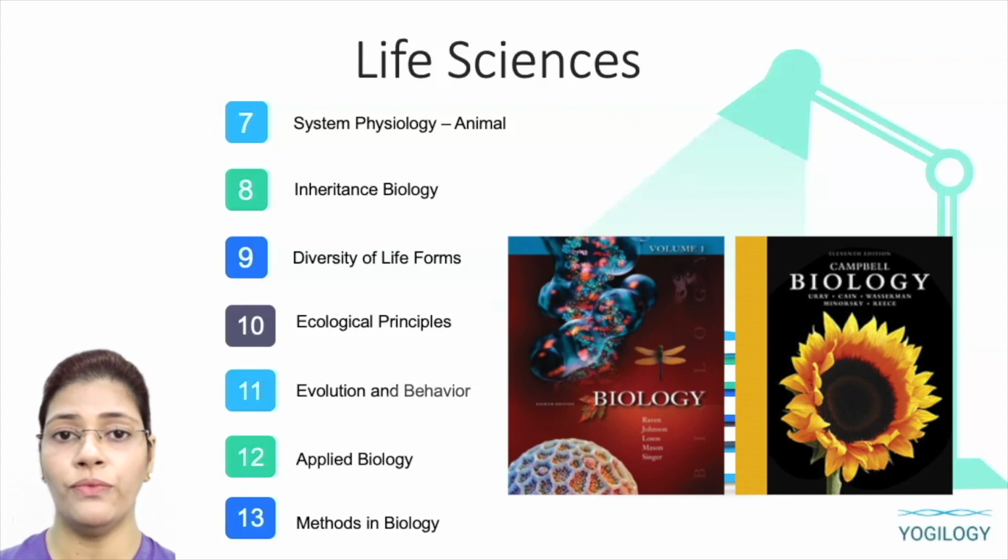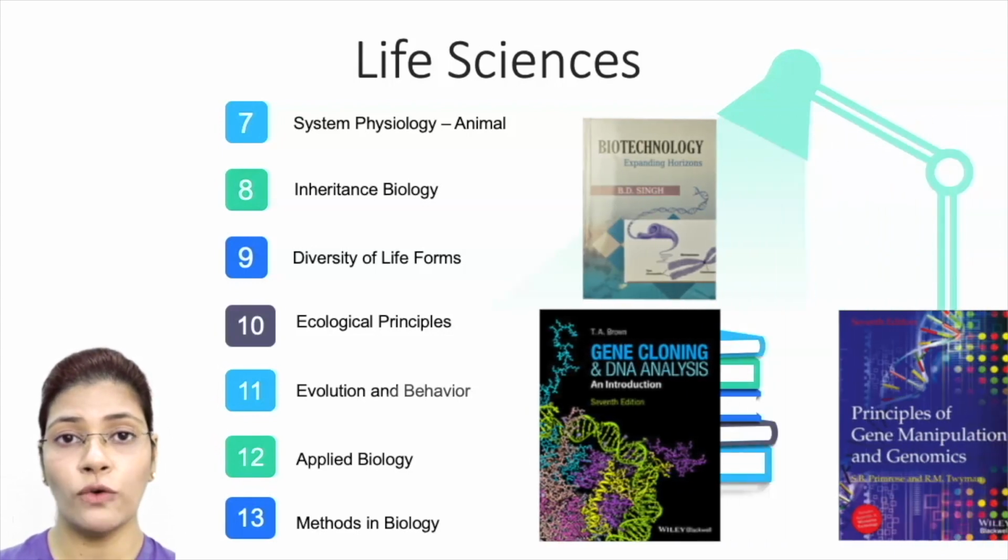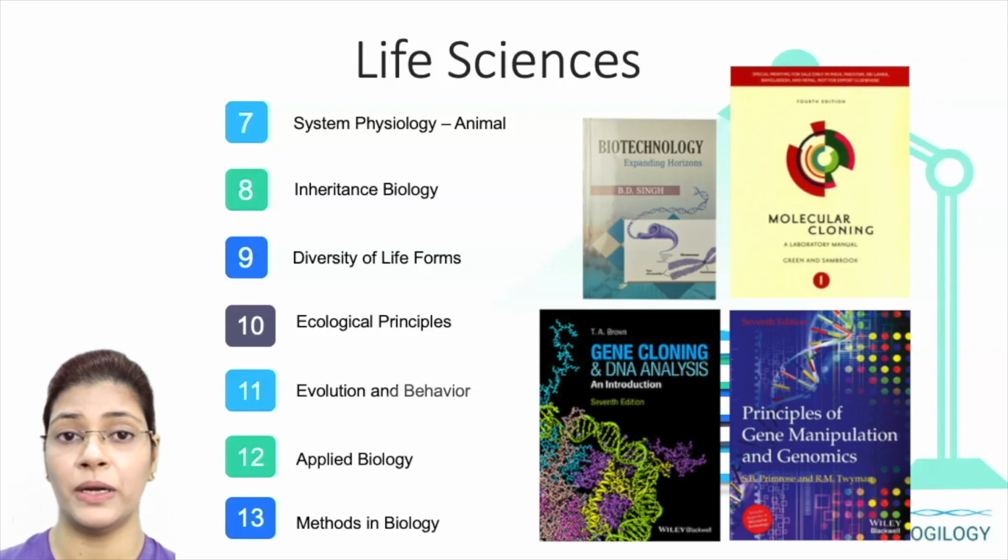Unit 12, Applied Biology. Biotechnology books by B.D. Singh, T.A. Brown, Principles of Gene Manipulation and Genomics by Primrose, Molecular Cloning by Sambrook and Russell. You can refer to any of these books.